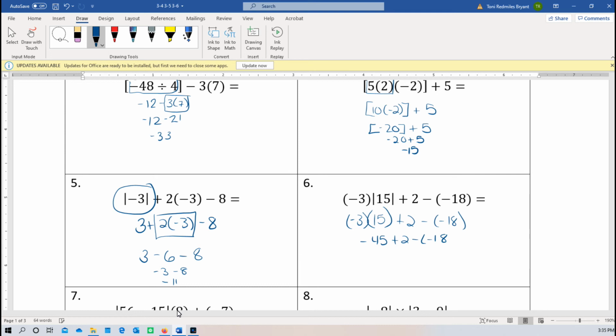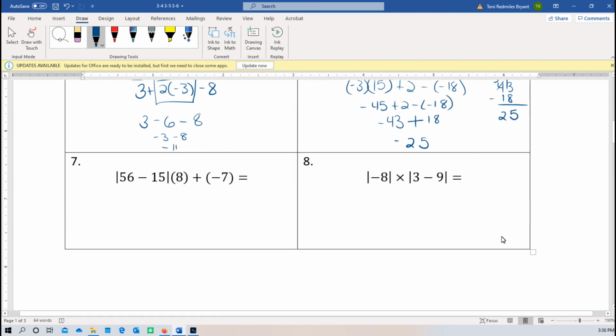All right, then I've got to add and subtract from left to right. Negative 45 plus 2, if I have $2 to pay down my debt, I'm still going to owe a negative 43, okay? And then we see that I have 2 negatives, which is actually going to make a positive. Good thing for me. Pay down some of that debt, and if I do that, it's going to be a negative 25.